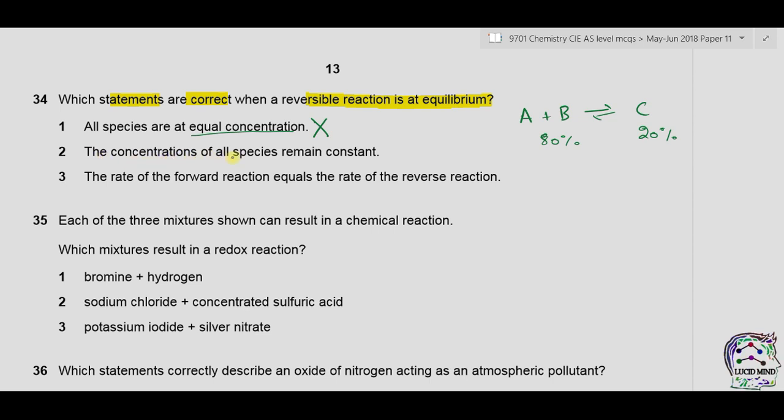Part 2. The concentration of all species remain constant. Now this is true because in a reversible reaction, the rate of forward reaction is equal to the rate of backward reaction. So whatever the concentration of reactant and product is present, it does not change. Part 3. The rate of forward reaction equals the rate of reverse reaction. This is also true for equilibrium state. As both 2 and 3 are correct, the answer is therefore C.